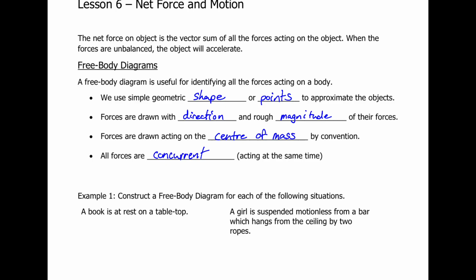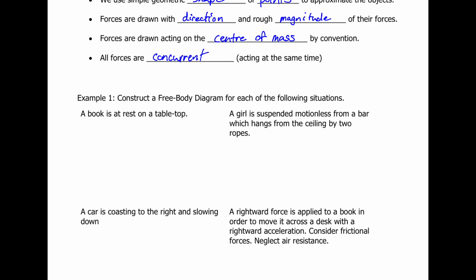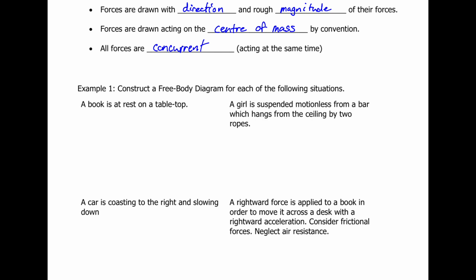I've got 4 different examples of diagrams for us to draw. These are all pretty easy. So let's draw a few diagrams. A book at rest on a tabletop. So I will draw a tabletop and I will draw a book. There. Book on table. Now I will draw the forces that are acting on this book and table.